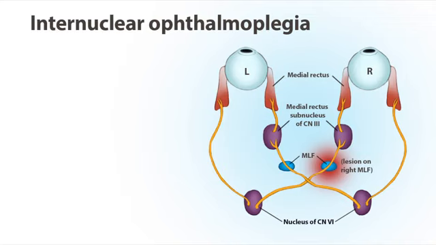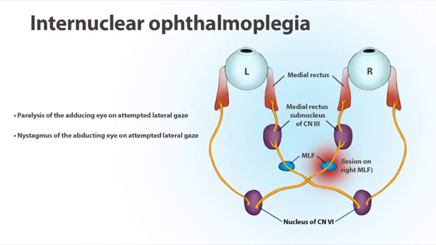What was that MLF? That was the medial longitudinal fasciculus. So this is where you have paralysis of the adducting eye on attempted lateral gaze and nystagmus of the abducting eye on attempted lateral gaze again. So you cannot adduct and you have nystagmus with the abducting eye when you're moving that eye laterally.